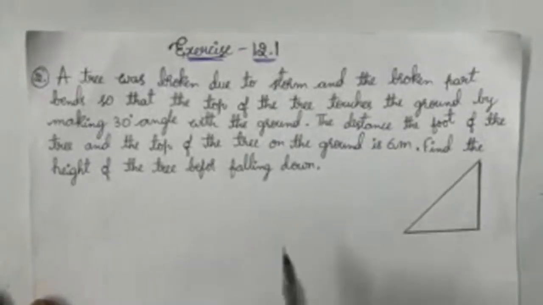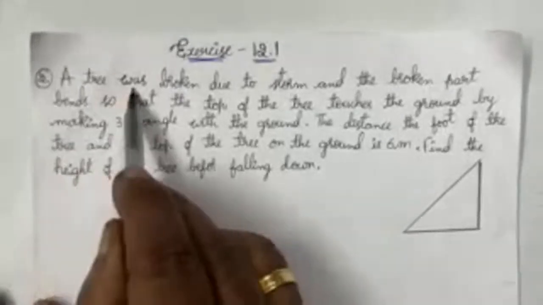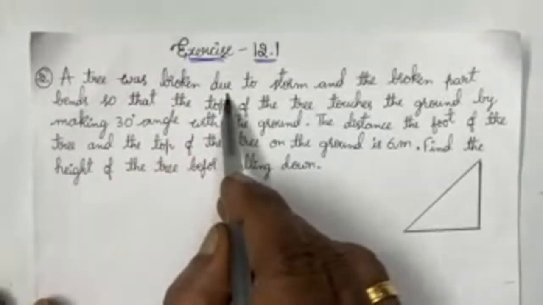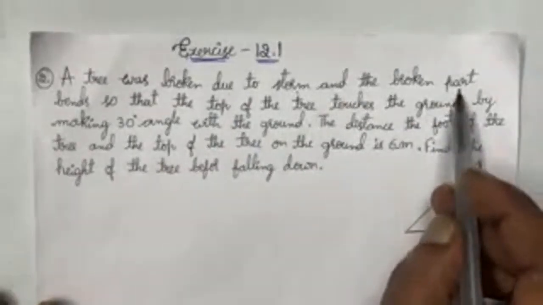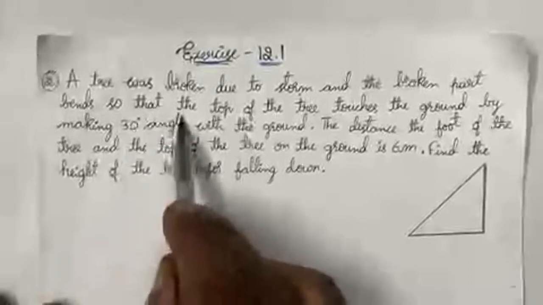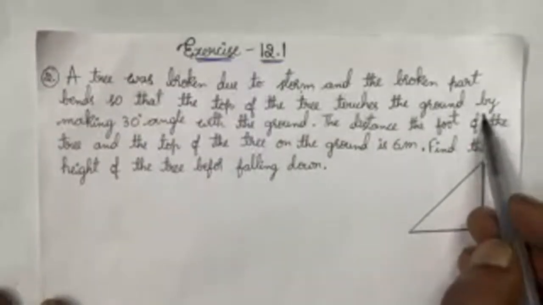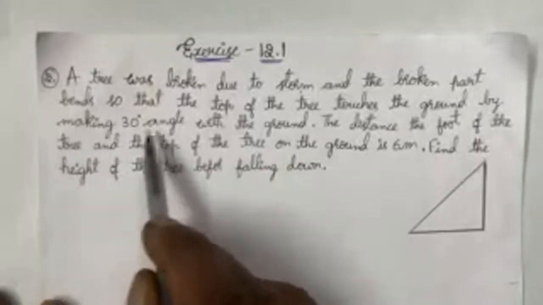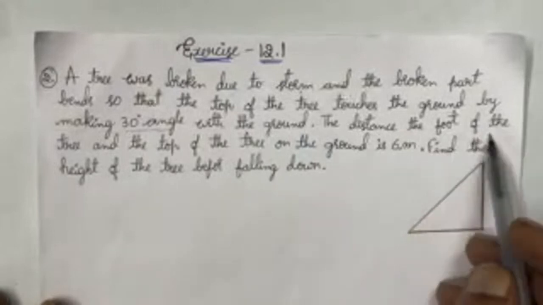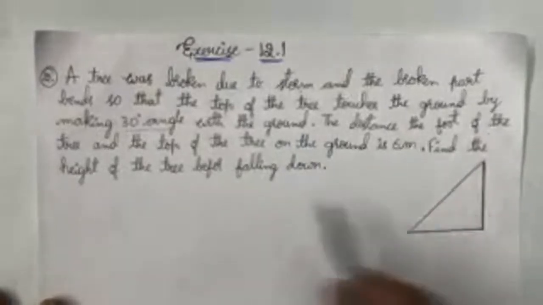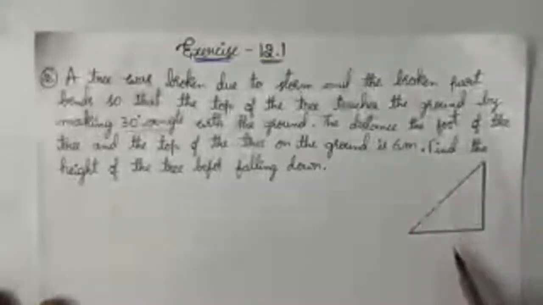Now, a very important problem I am teaching here. First, a tree was broken due to a storm, and the broken part bends so that the top of the tree touches the ground, making an angle of 30 degrees with the ground. The distance between the foot of the tree and the top of the tree on the ground is 6 meters.